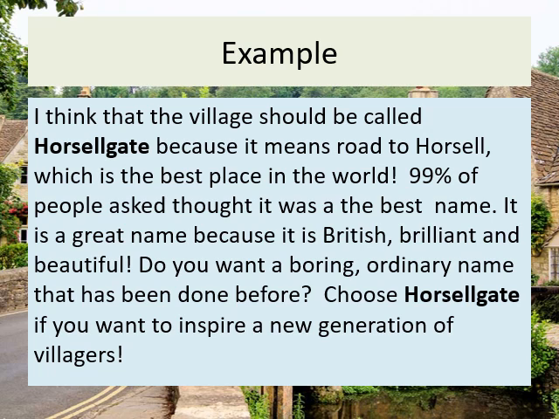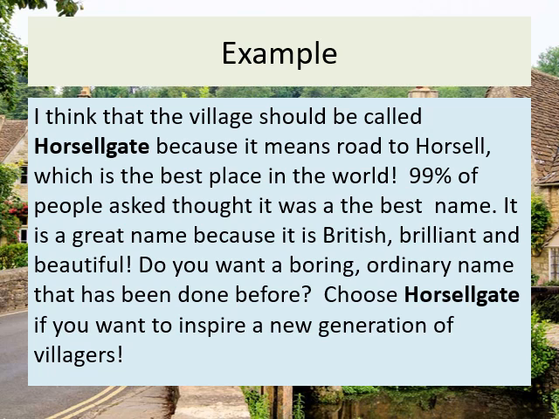So here we are. I think that the village should be called Horslegate because it means road to Horsell, which is the best place in the world. 99% of people thought it was the best name. It is a great name because it is British, brilliant and beautiful. Do you want a boring, ordinary name that has gone before? Choose Horslegate if you want to inspire a new generation of villagers.